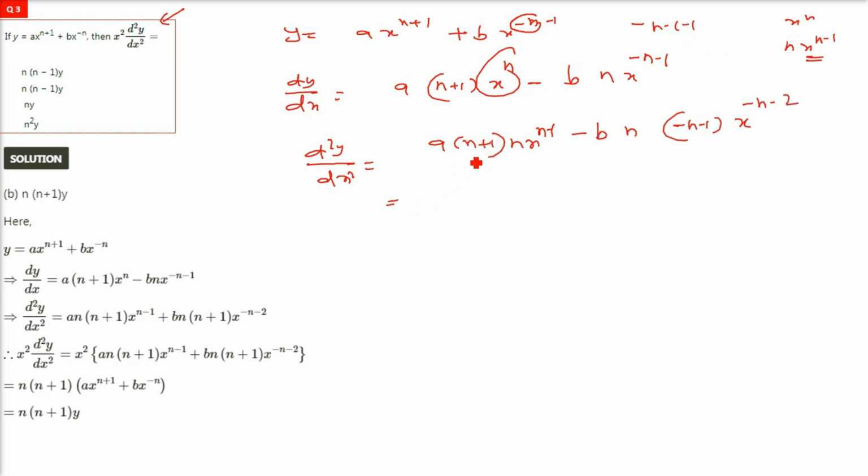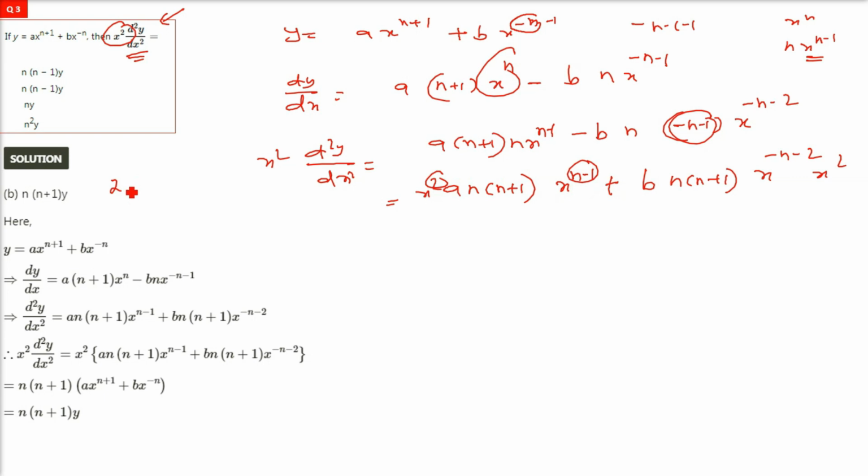So what you can do is a(n+1)x to the power n minus 1, and then minus b, I am taking it just outside, so I am making it plus b(n+1)x to the power minus n minus 2. So d2y by dx2 you have to multiply by x square. The power of x can be added: 2 plus n minus 1 is simply n plus 1.